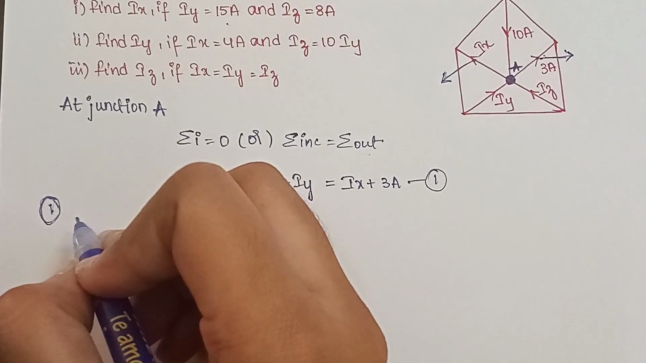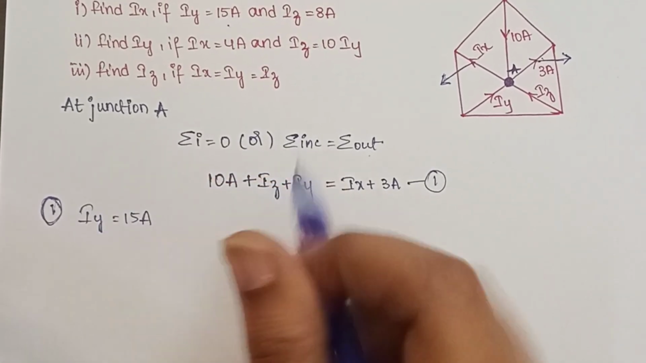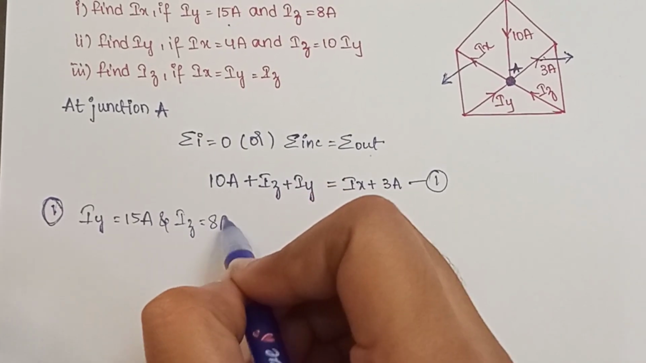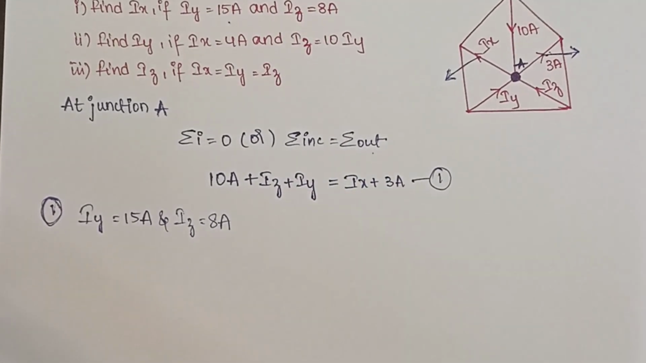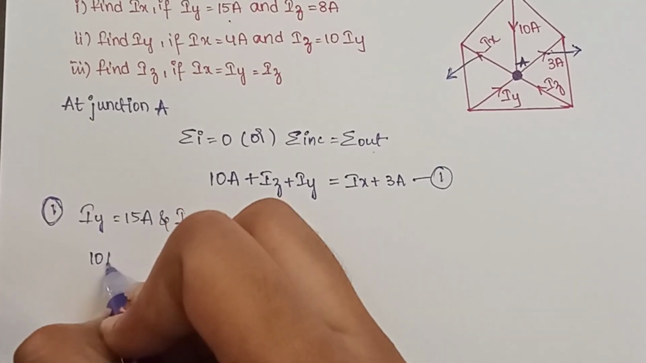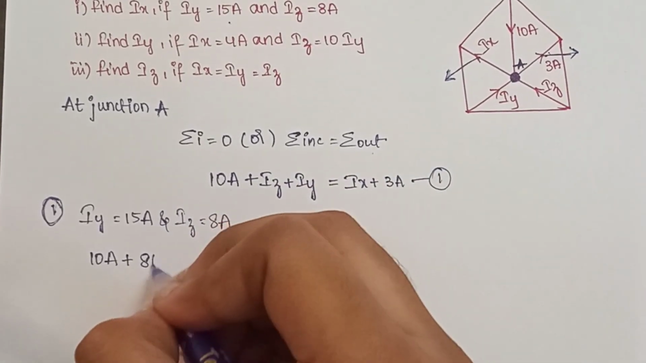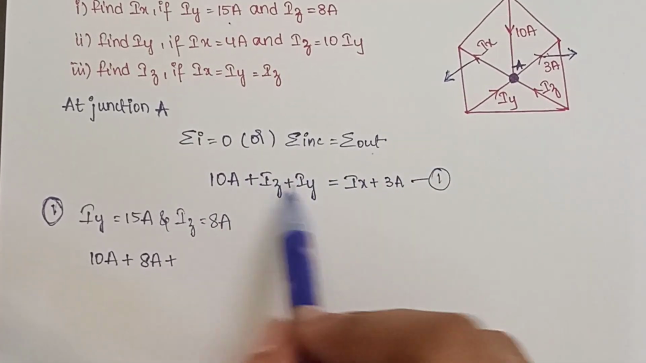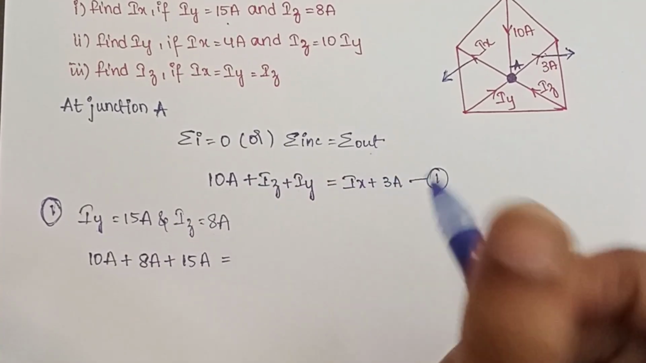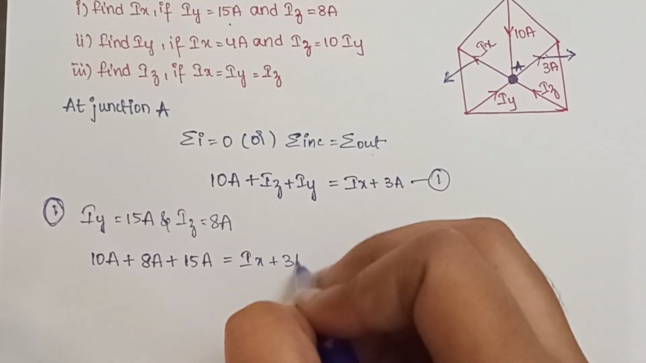They gave the data: Iy is equal to 15 amperes and Iz is equal to 8 amperes. You need to substitute in this equation. If you substitute, what will you get? 10 amperes plus, in place of Iz I will substitute 8 amperes, plus, in place of Iy I will substitute 15 amperes. This will be equal to Ix plus 3 amperes.